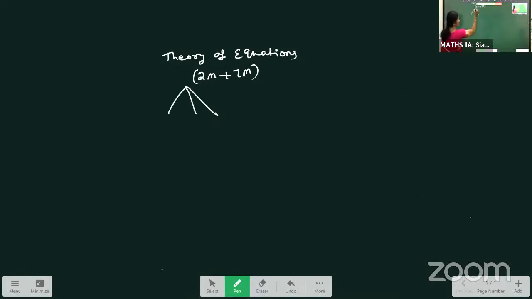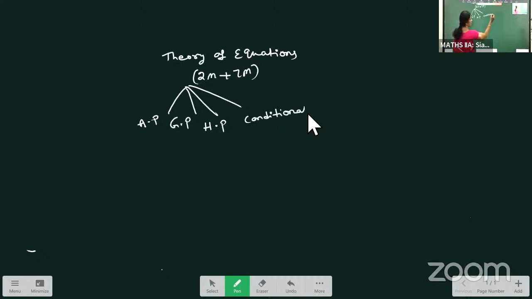Different types of questions will be there. Conditional based questions are there here. When the roots are in AP, how to solve? When roots are in GP, the procedure to solve. When the roots are in HP, how to solve? Then conditional based, some conditions will be given, like one root is double the other, roots are in the ratio, such kind of questions will be there. And one more question, reciprocal equation. Total 5 types of questions will be there.